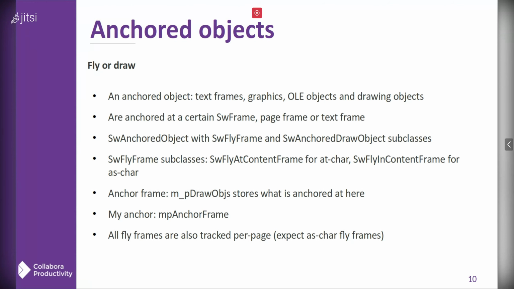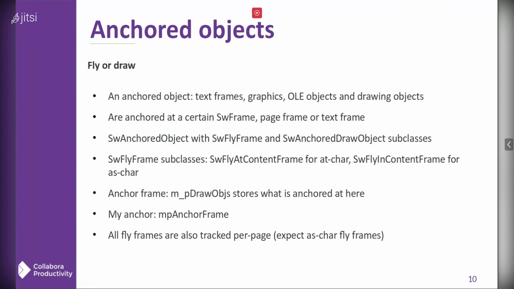In case these are shapes, which is shared code with Calc and Impress, then there are these SW anchored objects. And then the anchor frame is aware of what are the objects registered in that anchor frame. Also, these objects know their anchors, and we also have a per page tracking, so you can always relatively easily know if that page has any anchored objects and so on.